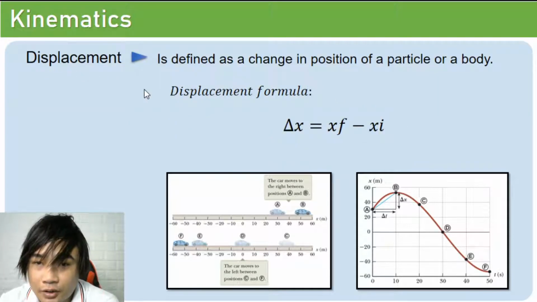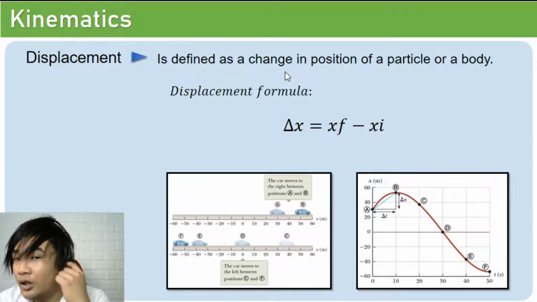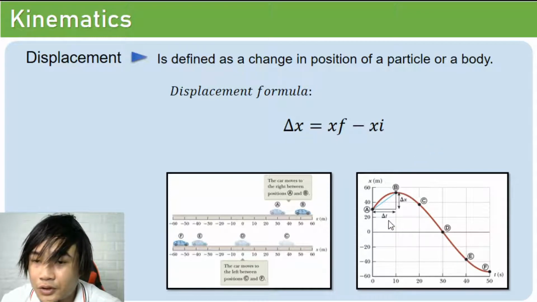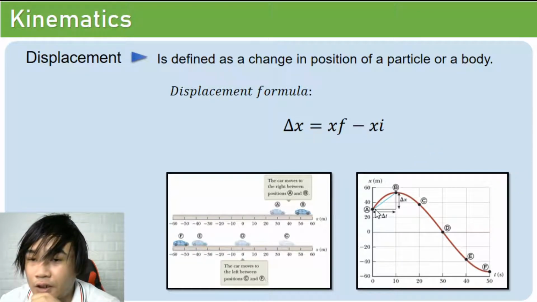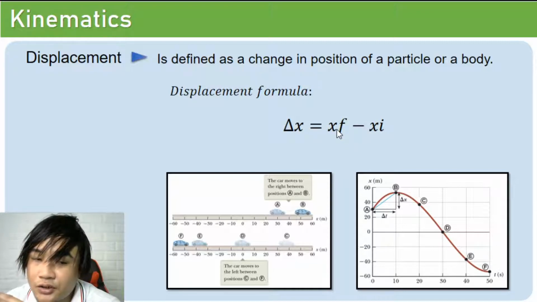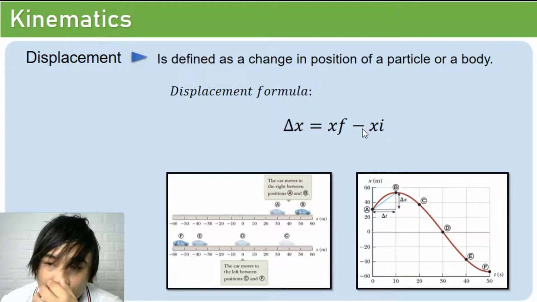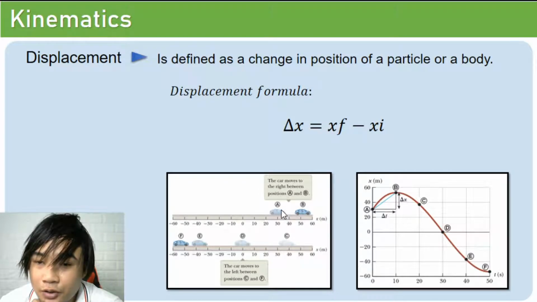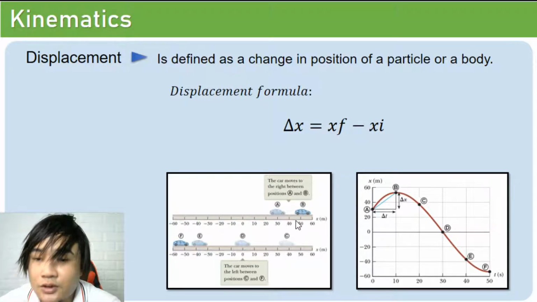Next term naman, displacement is defined as the change in position of the particle or the body. So ito is change in position, meaning yung final position minus yung initial position. So that is yung notation natin, delta x is equal to xf, that is yung final position, minus yung initial position. Yan. So dito yung displacement within A and B, that is 50 minus 30. So yung displacement dito is 20 meters.